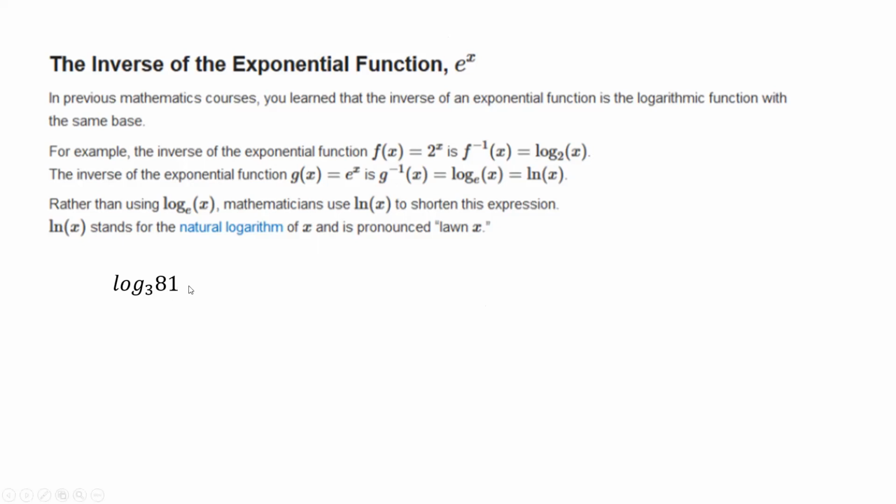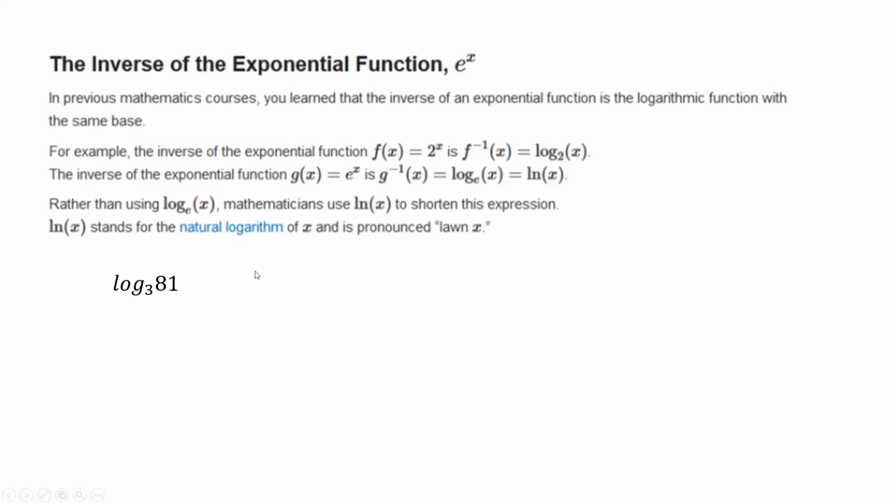And if I asked you to evaluate this, does anybody, first of all, know what the answer to this is and how we could actually figure out the base 3 log, without a calculator, by the way? What's the base 3 log of 81? Anybody?